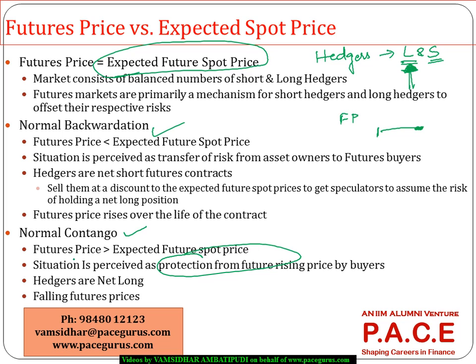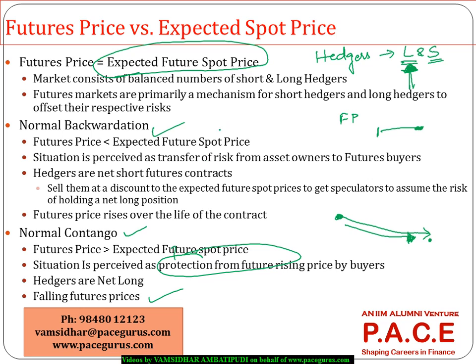And because today the futures price is more than the expected spot price, and we have said as the maturity is approaching, the futures price has to come closer to the spot price. Today the futures price is more than the expected spot price. So which means in future the futures prices have to start falling. That is what we say. This is signified by the falling futures prices.